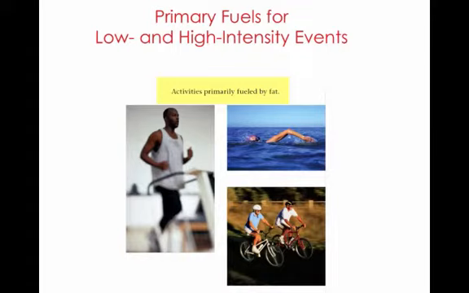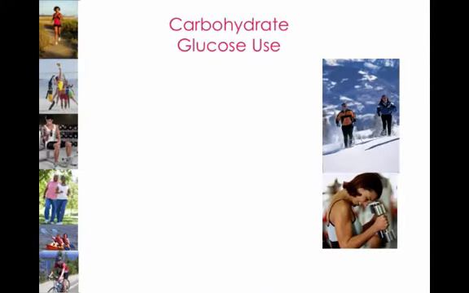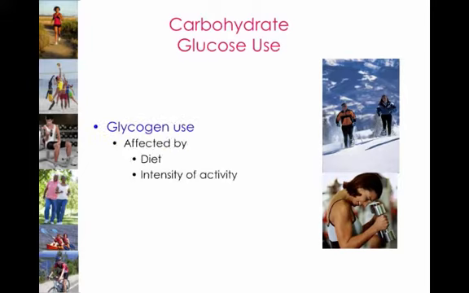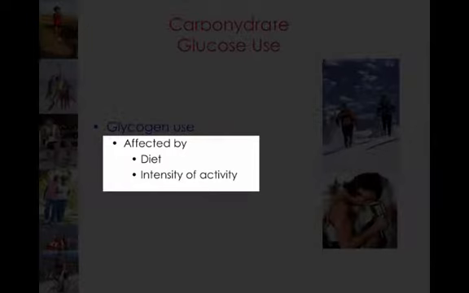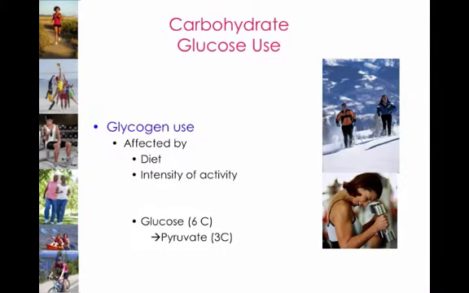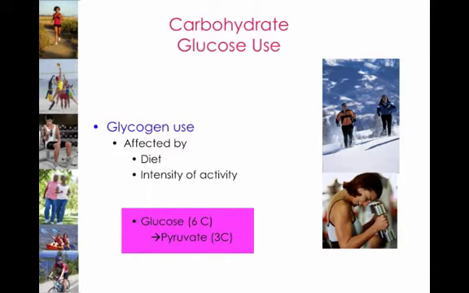We'll talk about how low-intensity, long-duration activities begin to draw on your fat stores. We'll first start with looking at carbohydrate or glucose use. We store glucose in the muscle as glycogen. The use of glycogen is affected by diet and the intensity of the activity. Glucose is a 6-carbon molecule that, as it's used, is broken down into pyruvate, or a 3-carbon molecule.